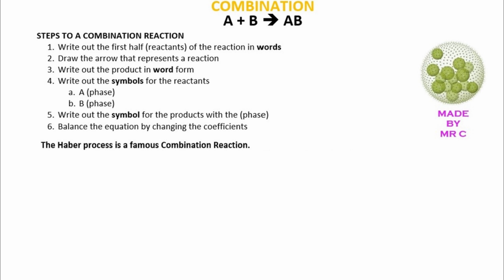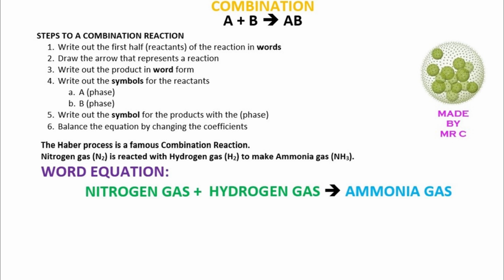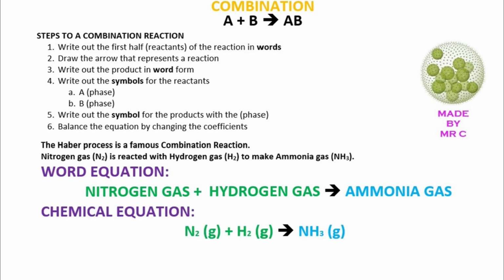The Haber process is a very famous combination reaction. Nitrogen gas is reacted with hydrogen gas to make ammonia gas. So first we do the word equation. Nitrogen gas plus hydrogen gas equals ammonia gas. Then comes the chemical equation.